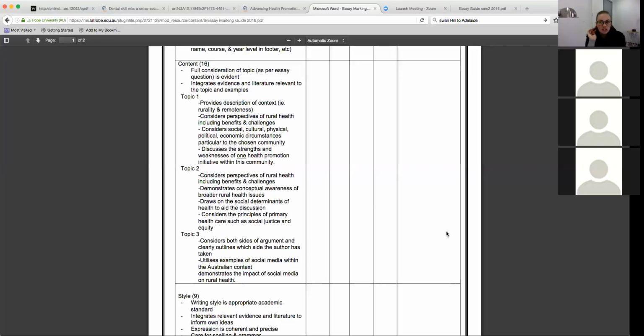And then making sure you're looking at the social, cultural, political, economic factors that may be relevant for that community. You don't need to focus on all of those, but the ones that are relevant. And then it's making sure you discuss both strengths and weaknesses of the One Health Promotion Initiative.